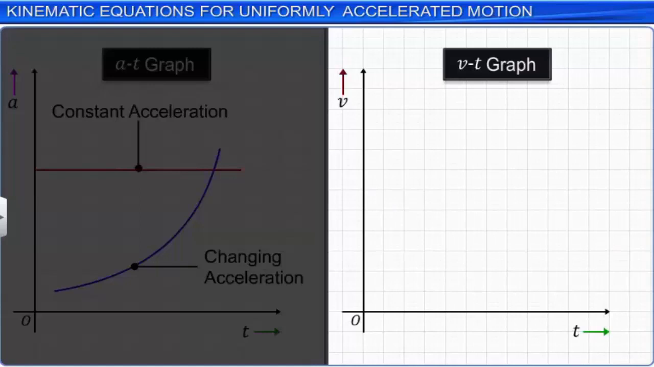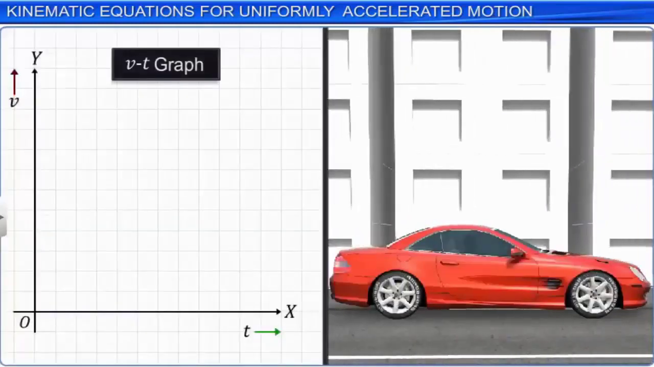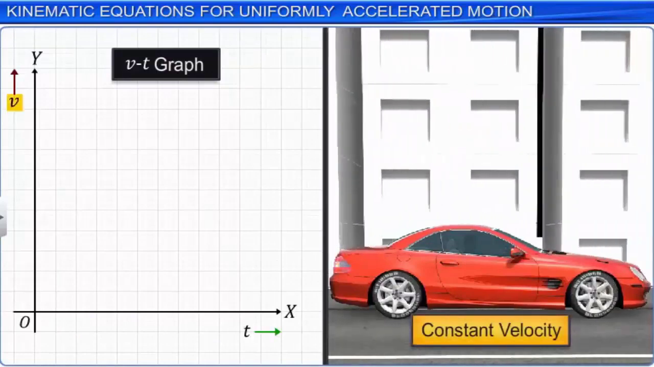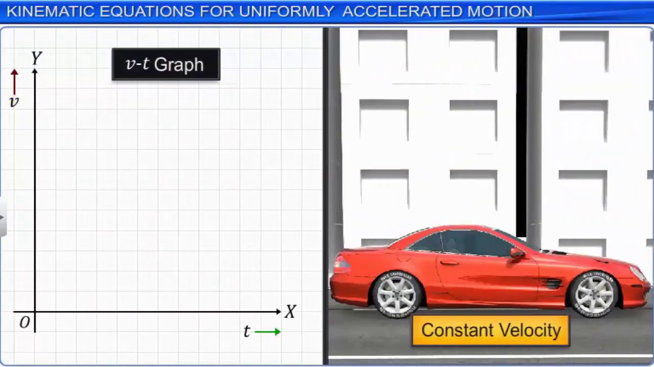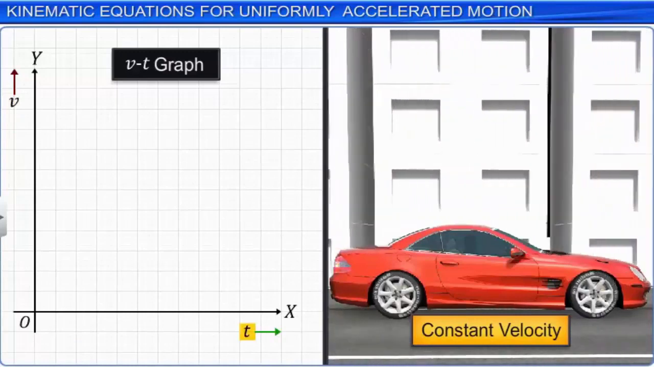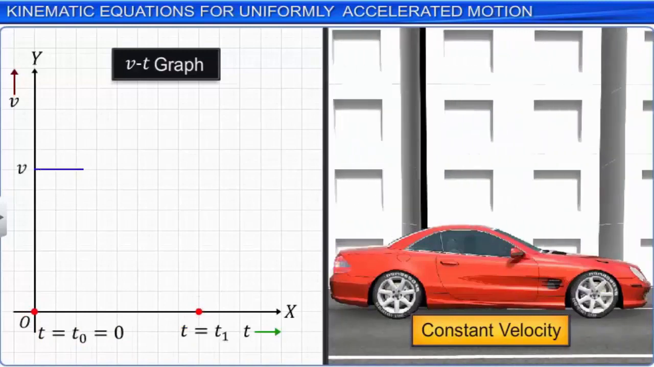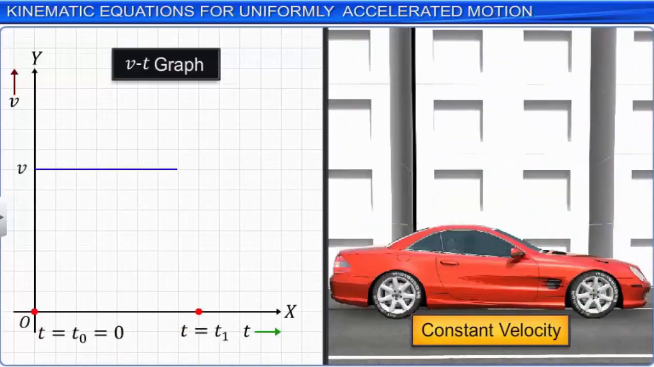Let us look at one interesting aspect of the Vt graph. This graph actually helps find the displacement of a body. Let us consider an example where a body is moving with a constant velocity, v, during the time interval, t, where t is equal to t0 is equal to 0 to t is equal to t1. Let us draw the Vt graph representing this motion of the body. We get a line parallel to the x-axis.